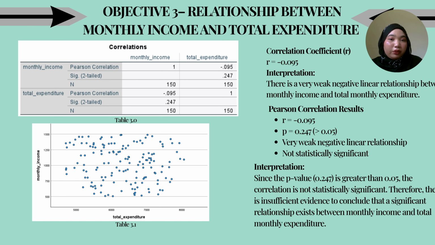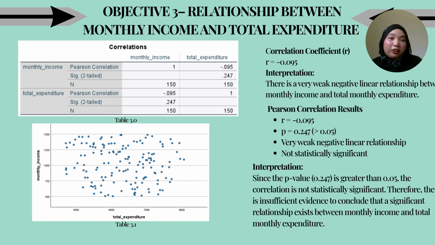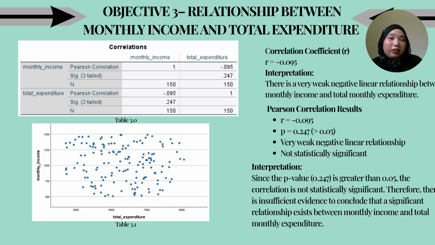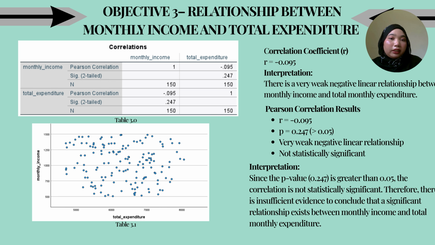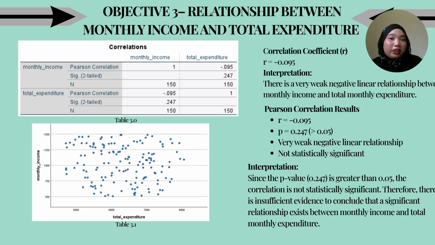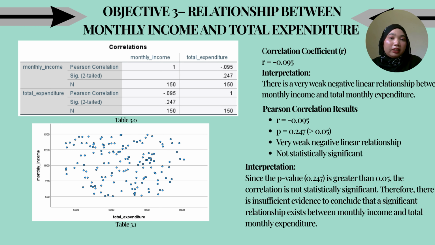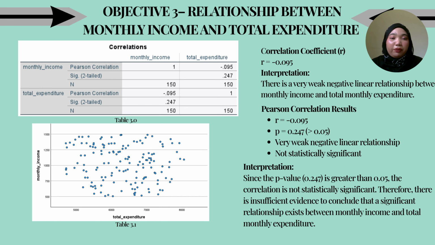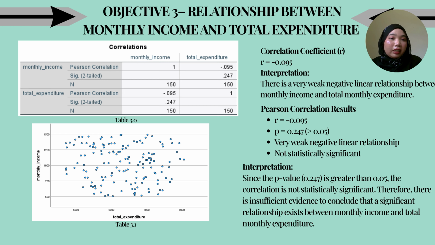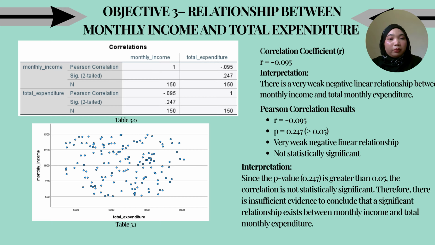For the p-value, it is 0.247, which is greater than 0.05, so the relationship is a very weak negative linear relationship and not statistically significant. We interpret that since the p-value of 0.247 is greater than 0.05, the correlation is not statistically significant. Therefore, there is insufficient evidence to conclude that a significant relationship exists between monthly income and total monthly expenditure.